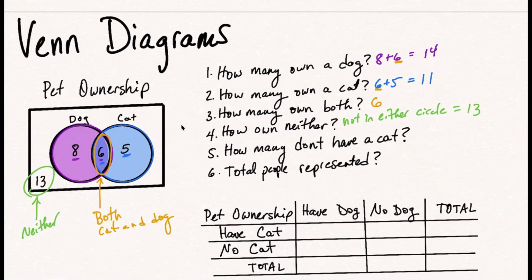Let's figure out how many people don't have a cat. That's going to be everybody outside of the cat circle. Everyone who's not in the cat circle. So all of these folks don't own a cat. That's going to be this 8 here plus this 13 here. So 21 people.